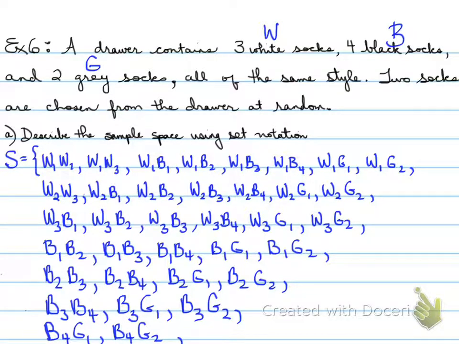And once we're done with the black 4 combinations, we've dealt with all the black socks, so now we're left with the gray socks. Well, gray 1 can only go with gray 2. And guess what? That's the end of the entire problem, an entire sample set. So this is the sample space that you're looking for using set notation.